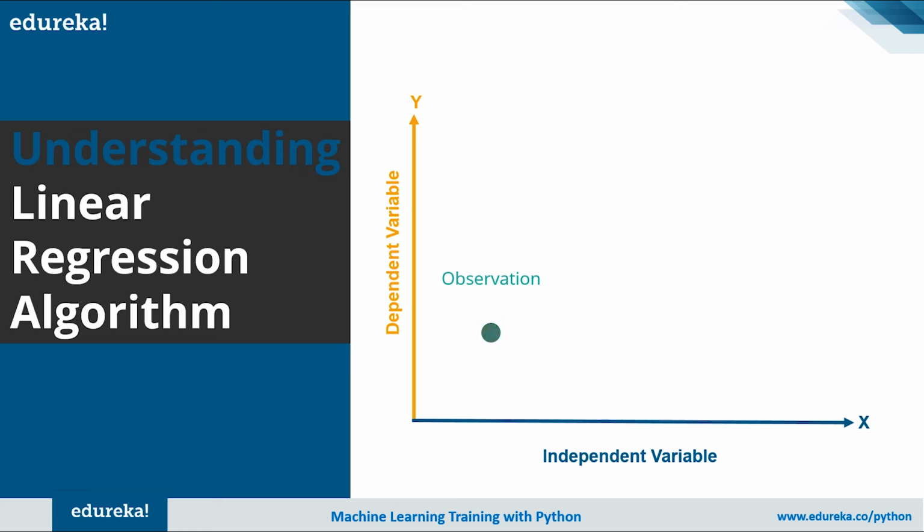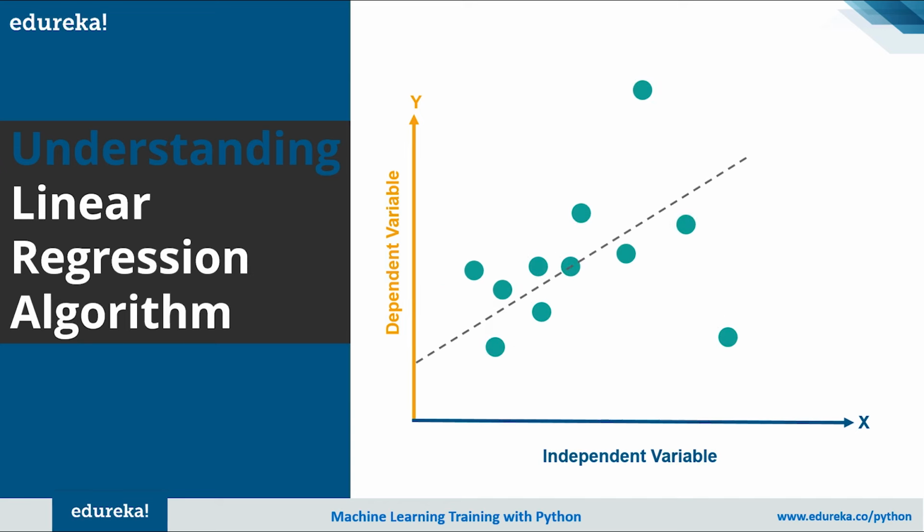So these are some observations or data points on our graph. Let's plot some more. Okay, now all our data points are plotted. Now our task is to create a regression line or the best fit line. All right, now once our regression line is drawn, it's the task of prediction.